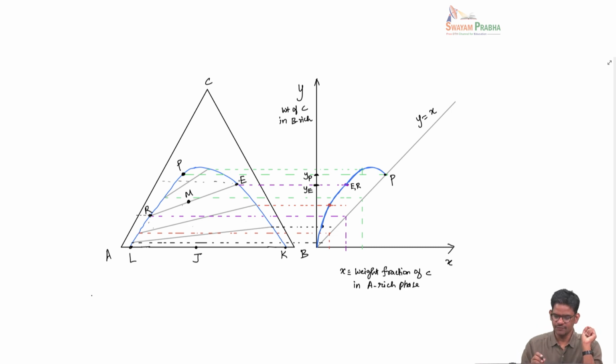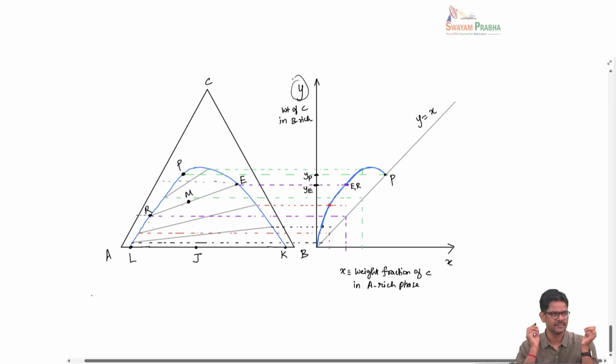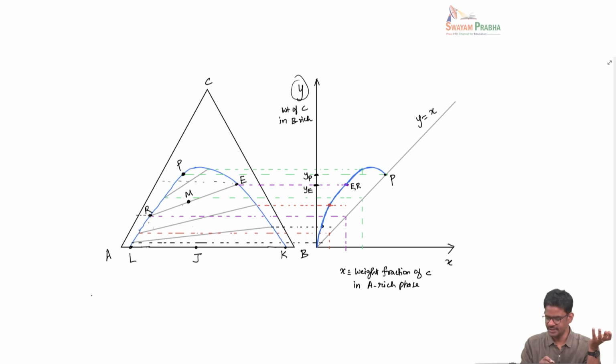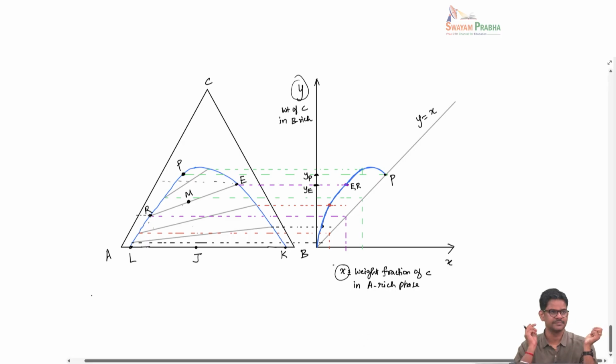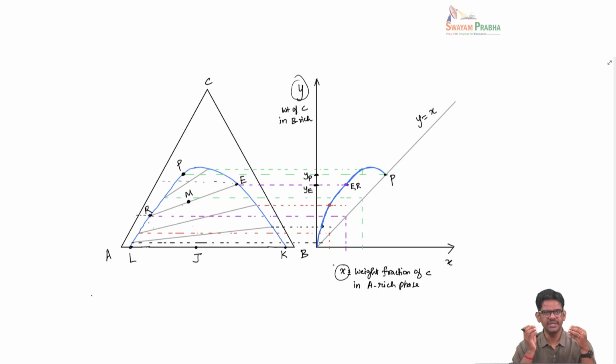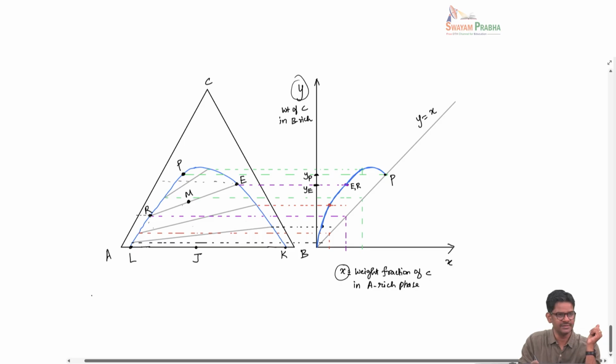For example, for the mole fraction of C in the extract, we use the symbol Y, and the mole fraction of C in the A rich phase, we call X. So, we are basically denoting the mole fraction of C in the B rich phase as Y and X as the mole fraction of C in the A rich phase. Now, I can find the value of Y from here. The Y here is basically the weight fraction of C corresponding to point E.